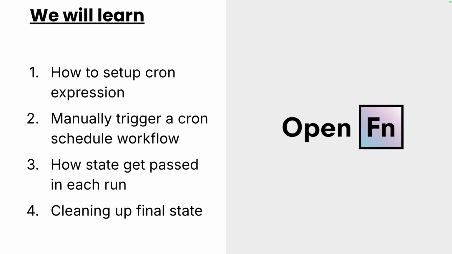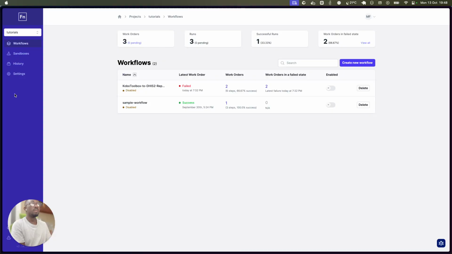So what we are going to learn in this video is how you can set up your cron schedule workflow, and how you can specify your cron expression to fit your needs. Also, I'm going to show you how you can trigger your cron schedule workflow manually, and how state is being passed in each run of your workflow. And the final thing that I want to show you is how you can clean up your final state. So yeah, without further ado, let's get started.